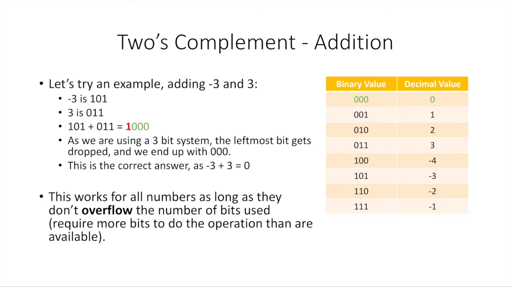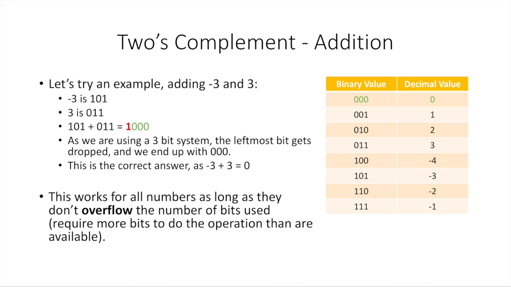Same thing as earlier, because we're using a 3-bit system and we got 4 bits, we drop the leftmost bit. That red bit, that 1, just gets axed. And then we get our final number, and we get all zeros, which is 0. This is the correct answer: minus 3 plus 3 ends up being 0. So this works as long as the numbers don't overflow the number of bits used.